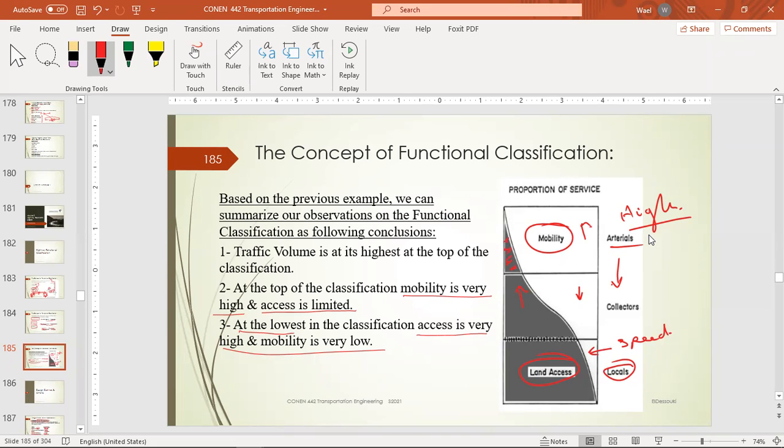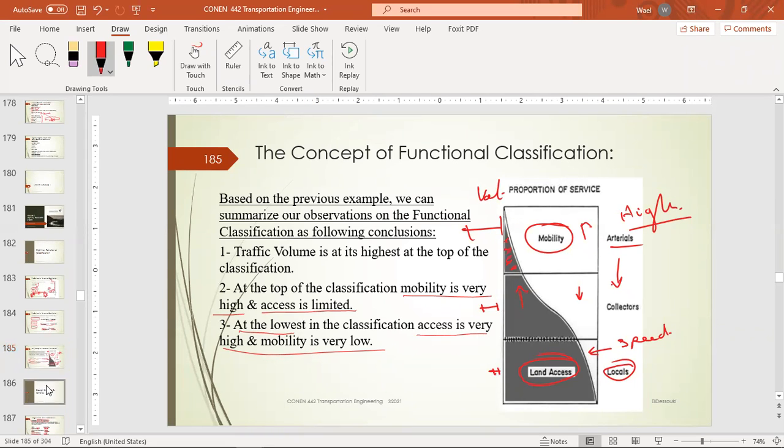So here we are saying traffic volume is at its highest at the top of the classification. As we go lower in the rank, it gets reduced and becomes minimal. At the top of the classification, mobility is very high and the access is limited. At the lowest in the classification, access is very high, mobility is very low, and also the volume is very low.